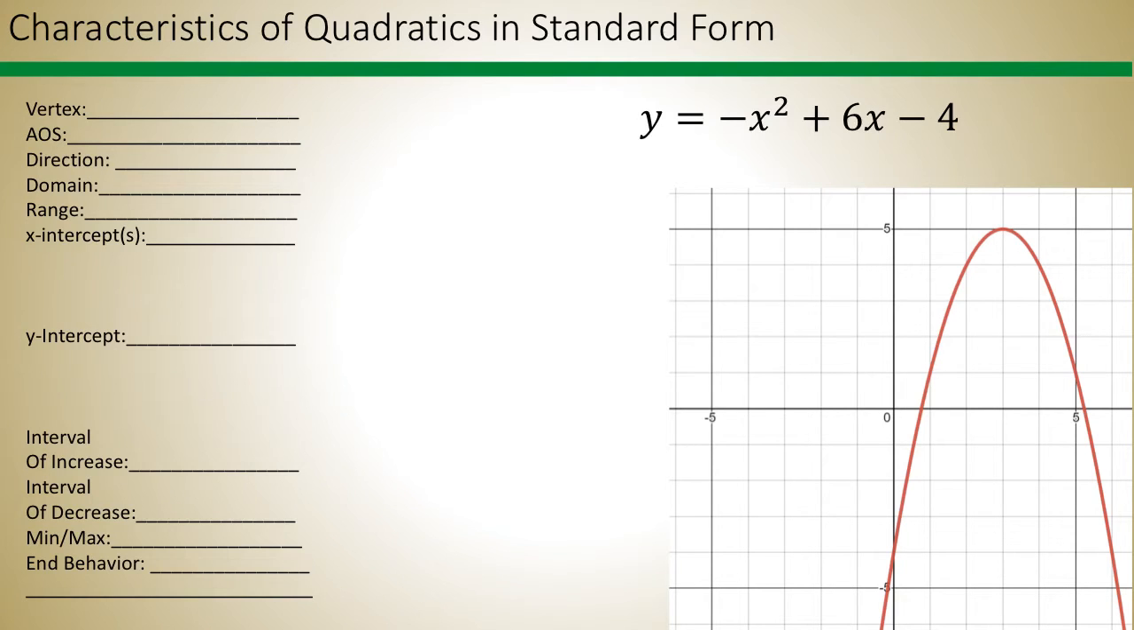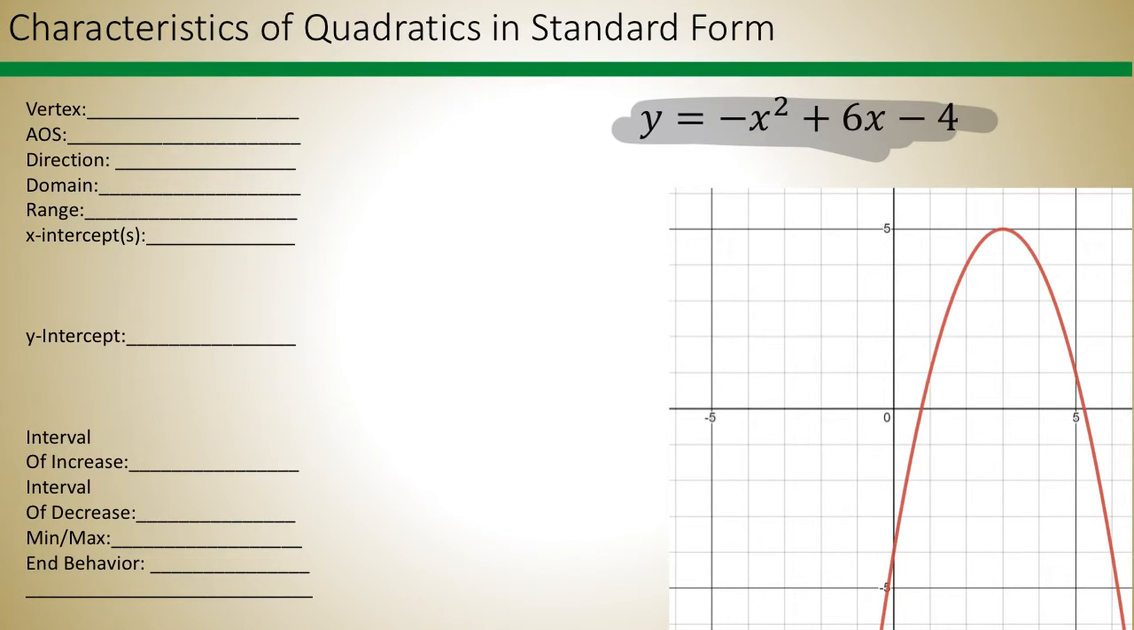Hello everyone, today we're going to find characteristics of a quadratic function that is in standard form, okay? Usually the first step is going to be to graph this thing. Here's the equation. We already have the graph sketched below, okay? So just like we did yesterday, you're going to create a table, plot points, and graph this function.